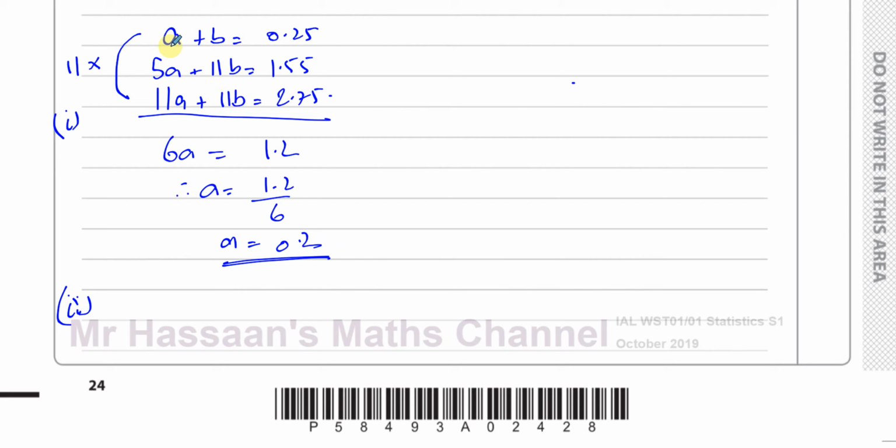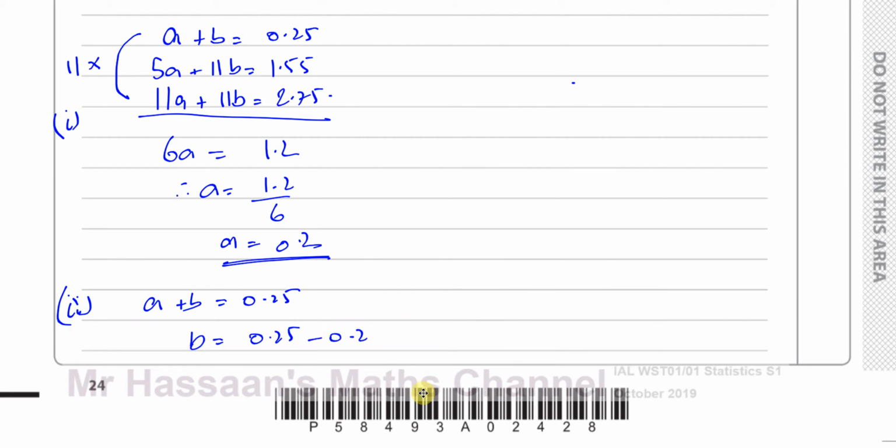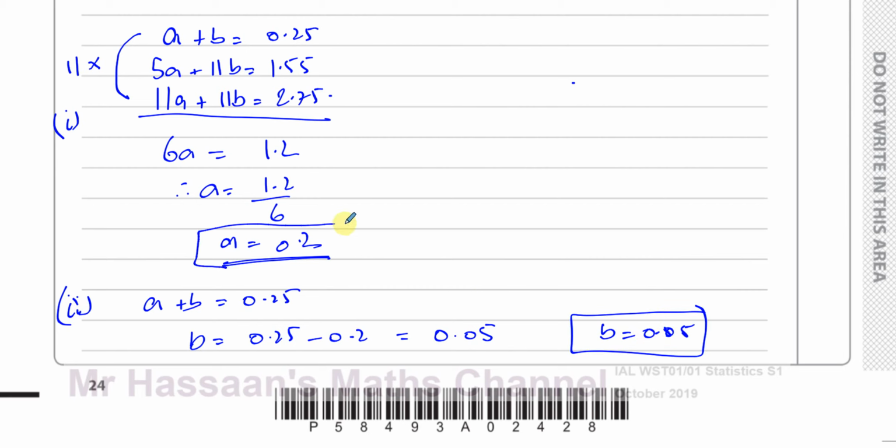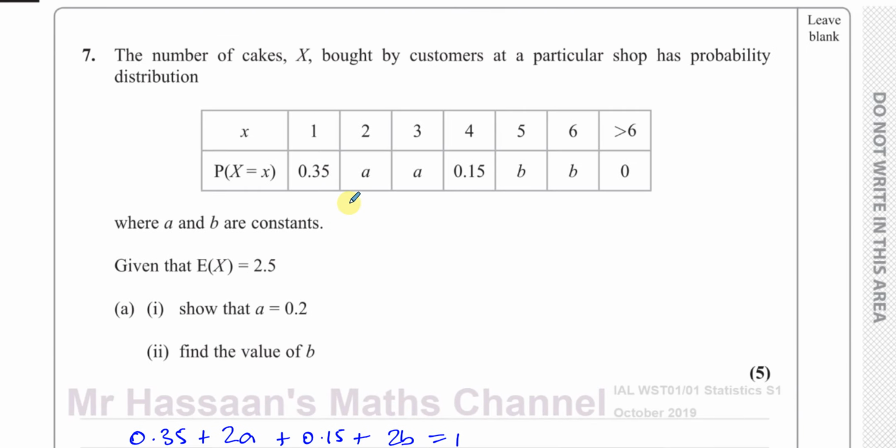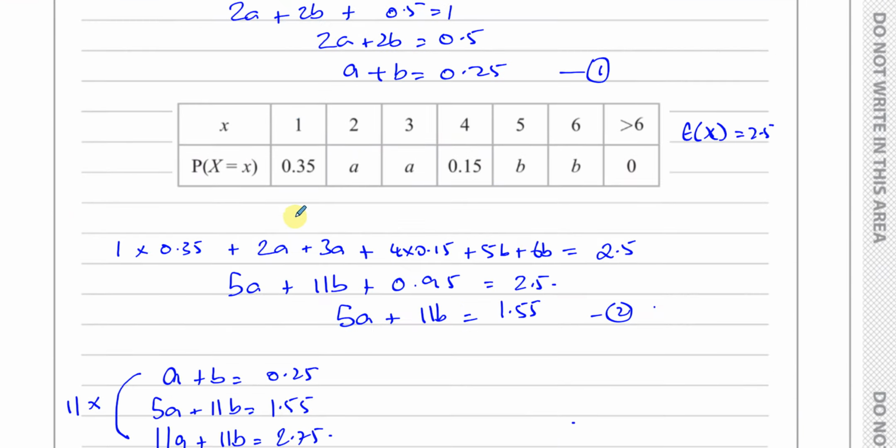Now that's pretty simple. We know a plus b is 0.25. So b is going to be 0.25 minus 0.2. So we can say b is equal to 0.05. So there's the value of a, and the value of b, part 1 and part 2 of question 7a. Okay, so there's the answer for 7a.